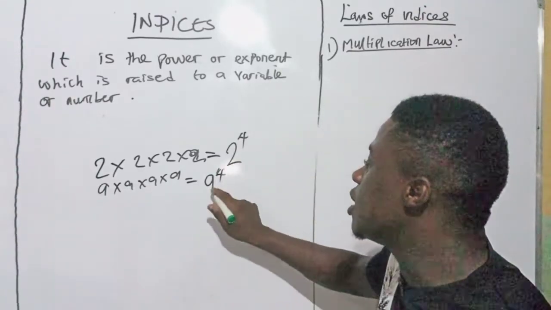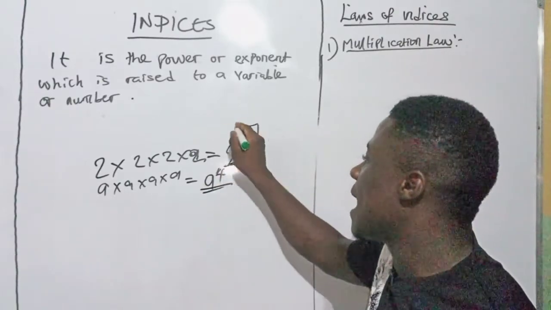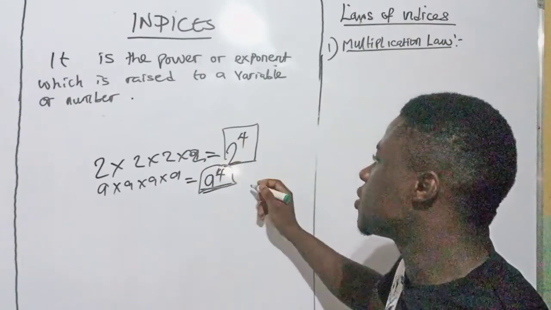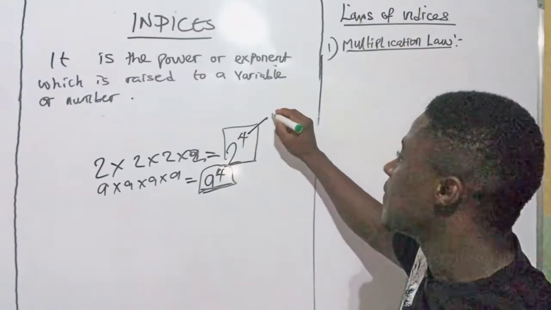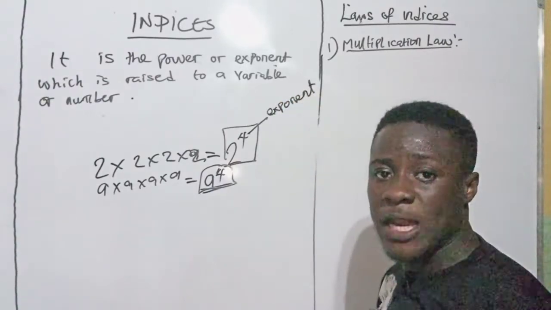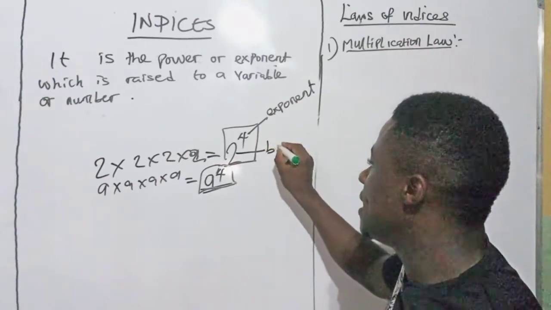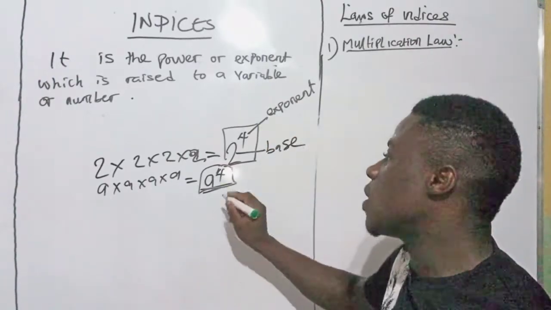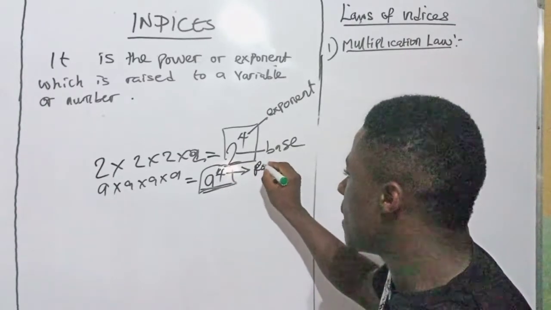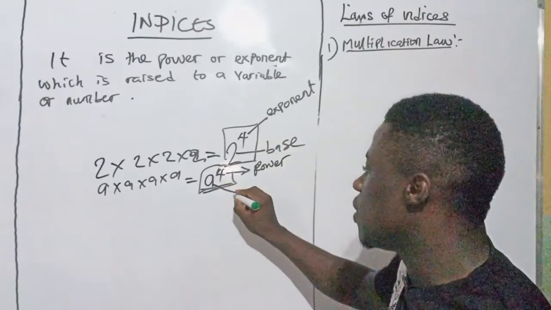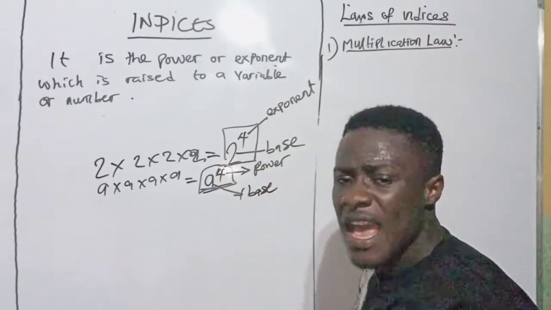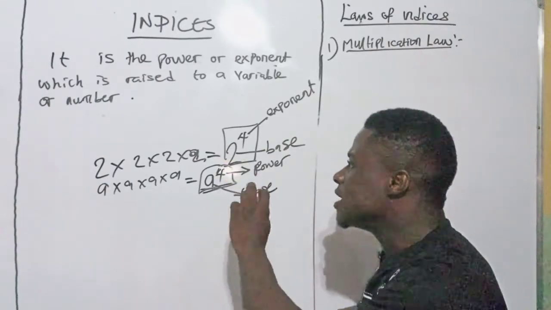So we say that these two expressions or these two results are in their various index form. In these two expressions here, 4 is tagged the exponent. We'll call 4 the exponent or the power. Then 2 is the base. Here as well, 4 is tagged the exponent or call it the power, whereas the A in question is tagged the base.